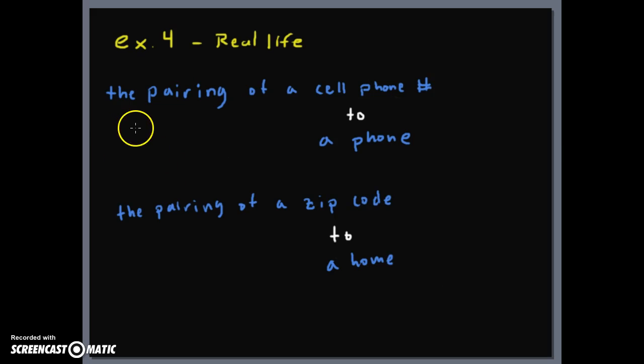So when you dial your mom's number, does it always go to the same phone? When you dial somebody else's number, does it always go to that other person's phone that you're dialing? It does. Every phone number causes the same phone to ring. So each number is paired to one phone. This is an example of a function.